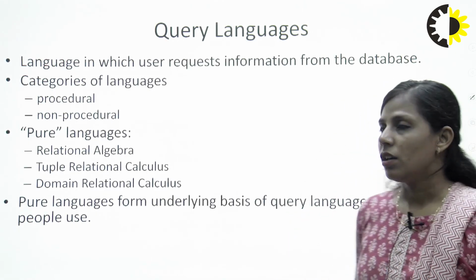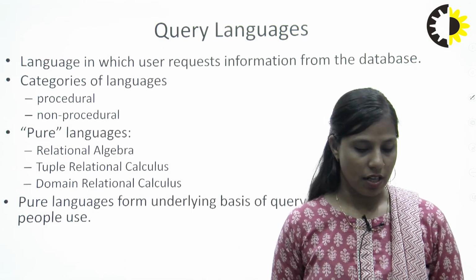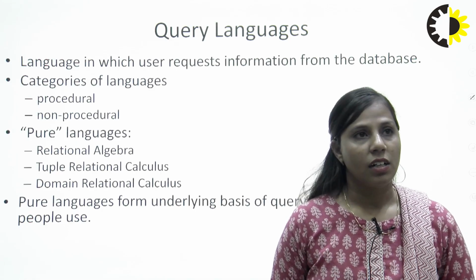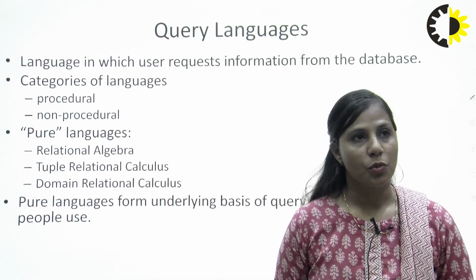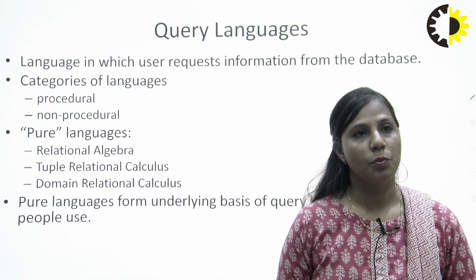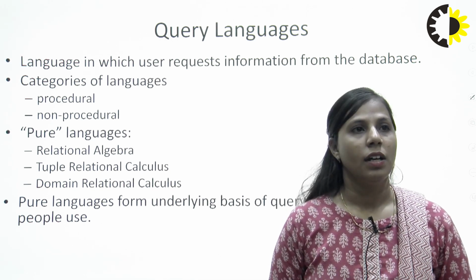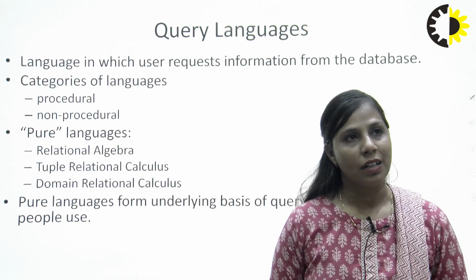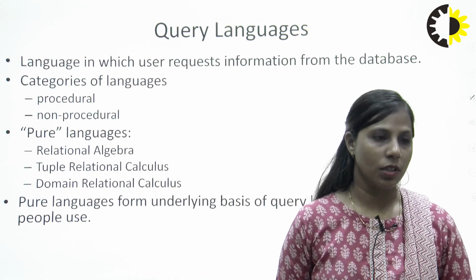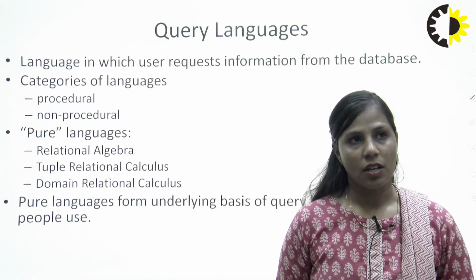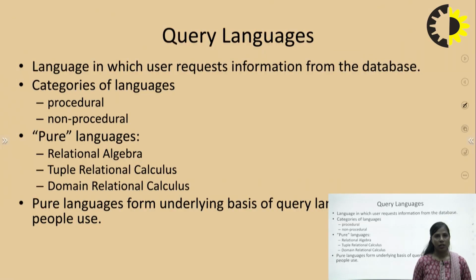In the case of pure languages, they determine the theoretical portion and the notation portions. That's why they are called pure languages, in which the queries don't execute, but are used in the theoretical portion. For the practical implementation part, we use SQL. The pure languages are relational algebra and calculus, and calculus has two different parts: tuple relational calculus and domain relational calculus.